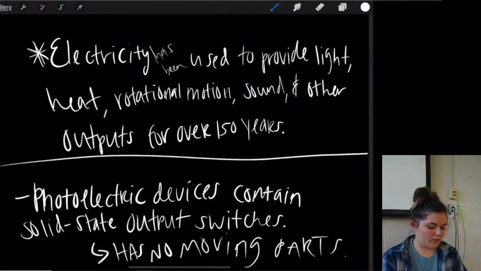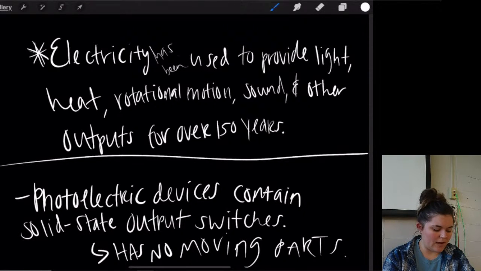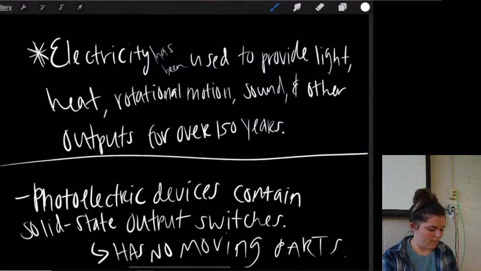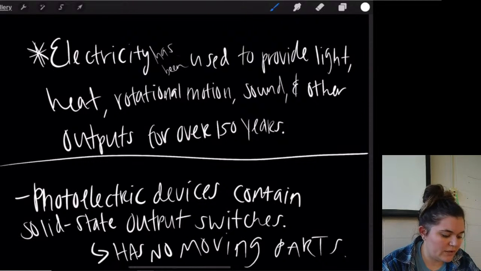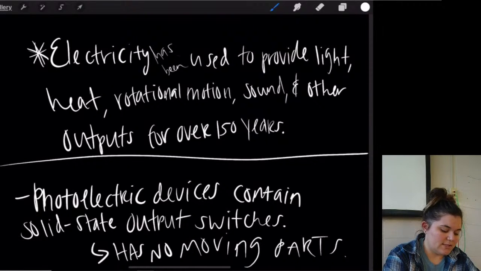Alright, so we're going to go over chapter 24, and that's photoelectric semiconductors, fiber optics, and light-based applications. And we're going to go through this fast, and then we're going to go over some more stuff that I didn't necessarily write down, but I'll write it down as we go over it. Electricity has been used to provide light, heat, rotational motion, sound, and other outputs for over 150 years. Photoelectric devices contain solid-state output switches, and they have no moving parts.